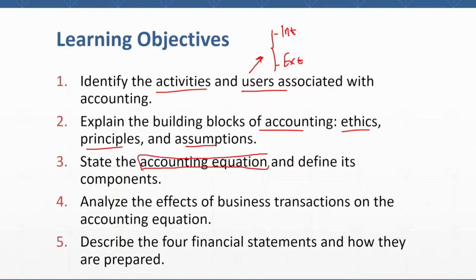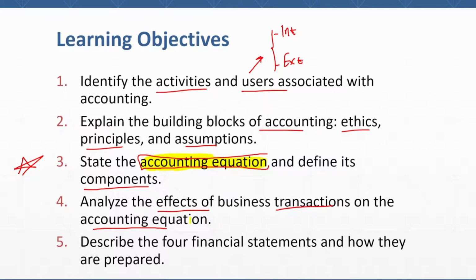This is an extremely important topic, the accounting equation. It remains with you for the rest of the semester. And of course, we will define and learn about its components. To my understanding, the third learning objective is the most important learning objective of this chapter, which means you need to spend more time on this one compared to the other ones. In the fourth learning objective, we will talk about the different effects of transactions on our accounting equation.